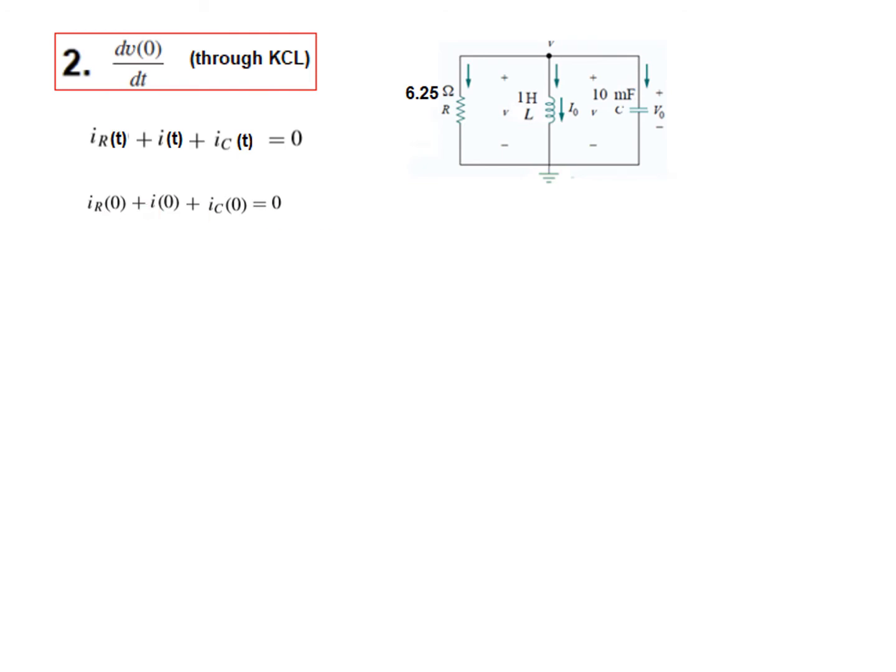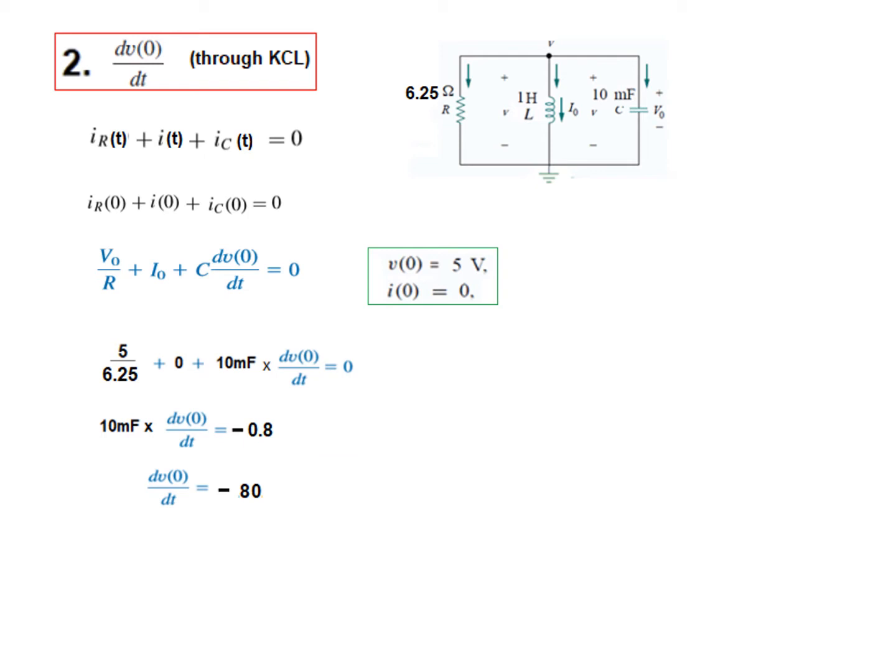And at t0, now this V becomes V0. So the current IR0 will be capital V0 divided by R. So just like here, capital V0 divided by R. This current through the inductor will be called I0. And this will be called C dV dt. We know the current through capacitor is C dV0 dt. And now we plug in the values. These are the values given, initial conditions.